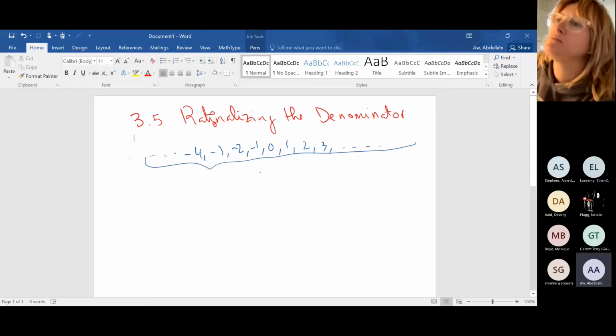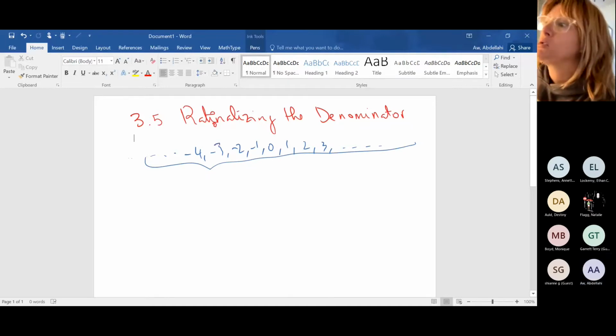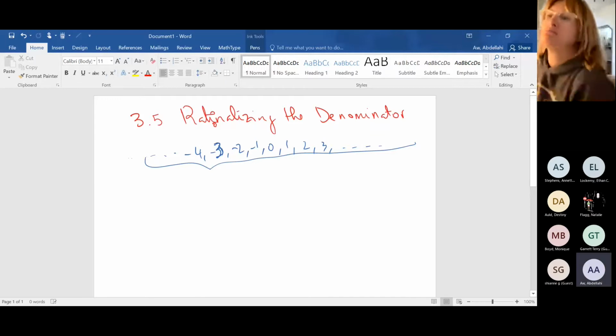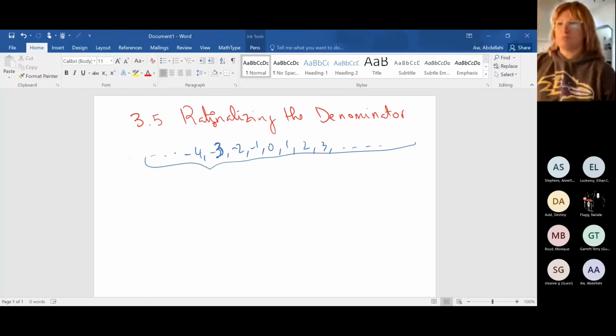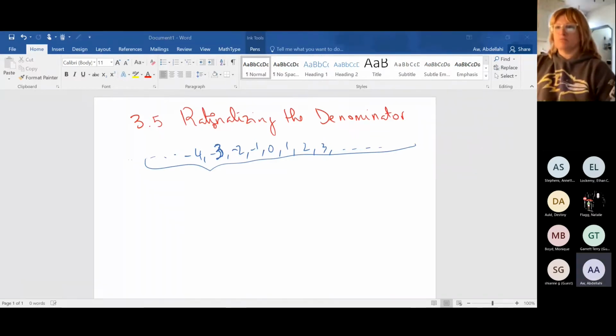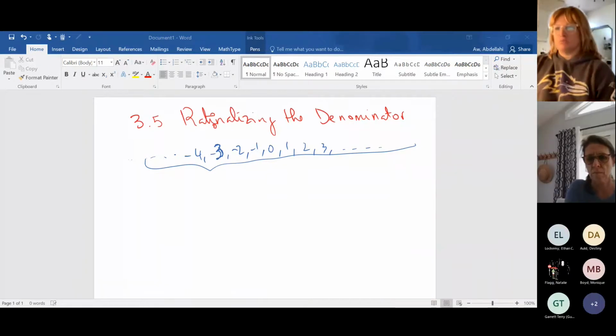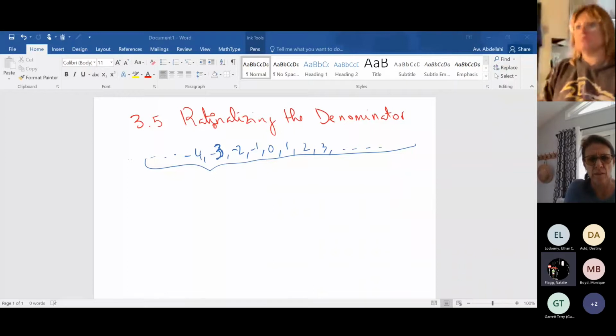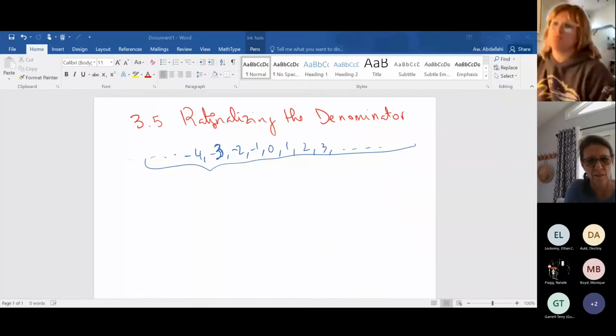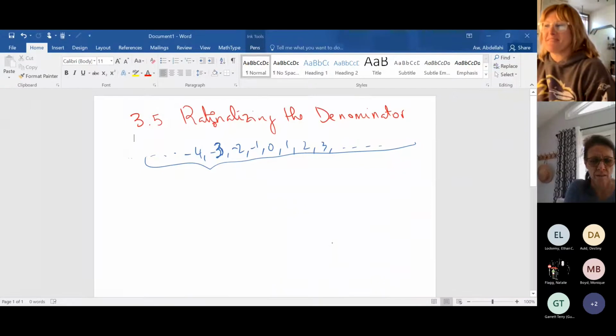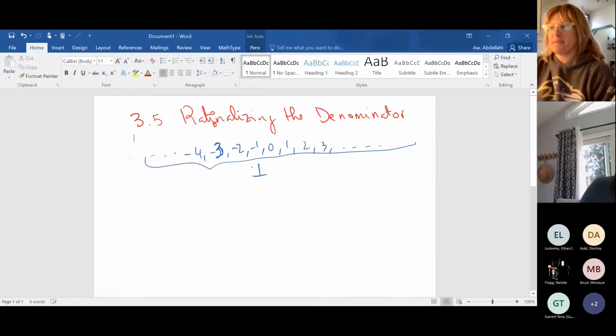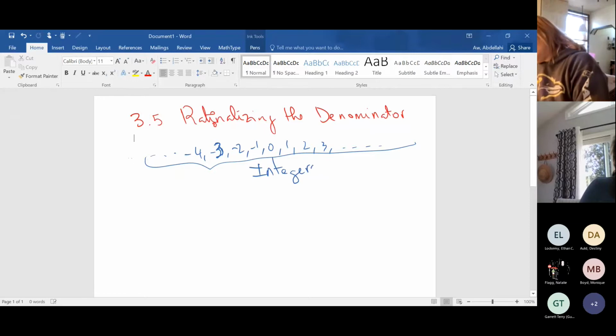Do you know how we call them? The positive whole numbers and the negative whole numbers. Do you know what name they have in math? Are they prime? No, they are not prime. Is it integers? Integers. Thank you very much. They are called integers. An integer is a whole number, whether it is positive or negative.